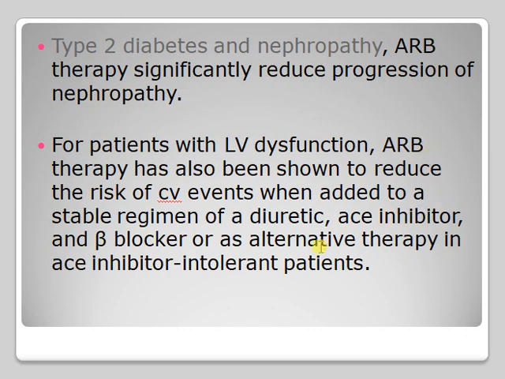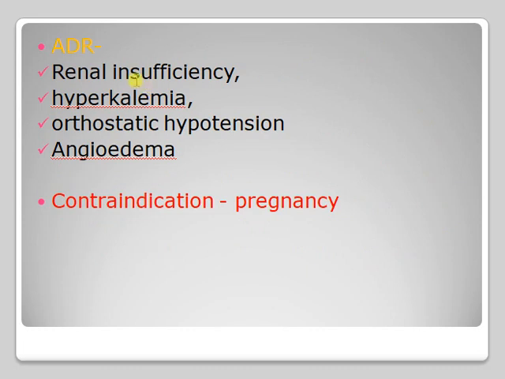Now here are some adverse effects associated with ARBs: renal insufficiency, hyperkalemia, orthostatic hypotension, and angioedema. These adverse effects can also be seen with angiotensin converting enzyme inhibitors. And again, one major point is that these drugs also cannot be prescribed in pregnancy. They are contraindicated in pregnancy. Fetal malformations are associated with ARBs, and that's why they should not be given to pregnant women.